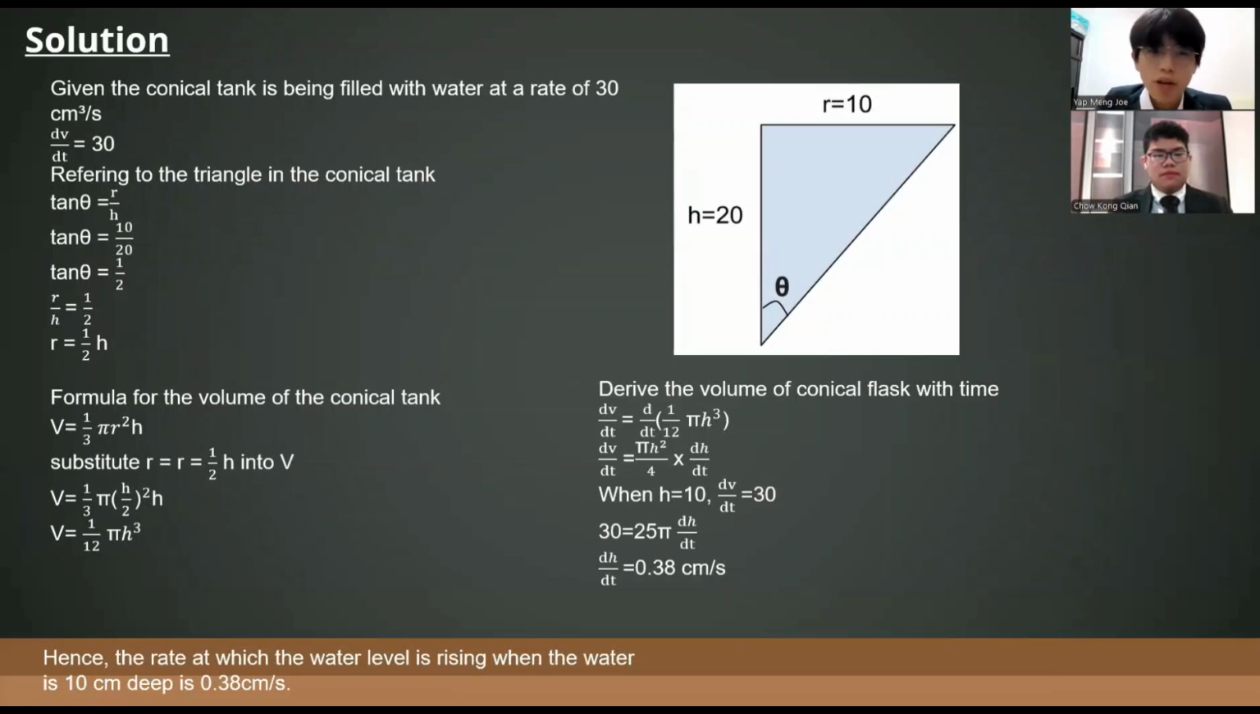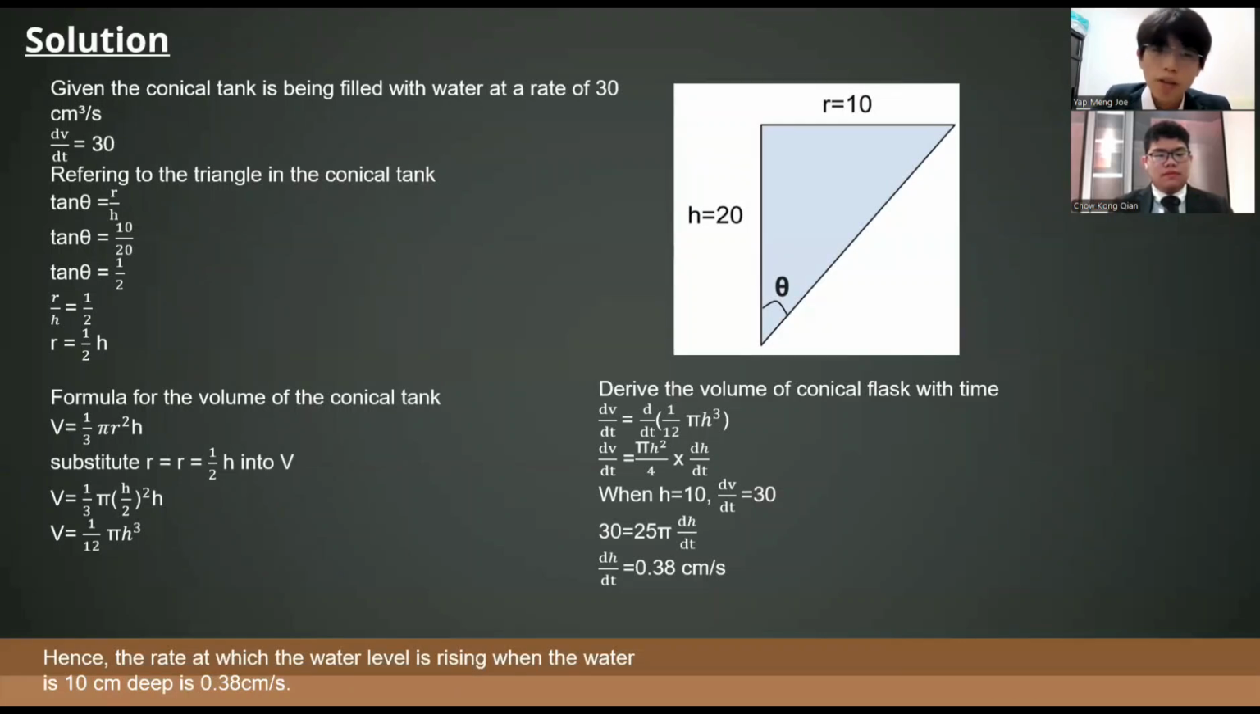By referring to the triangle in the conical tank, tan θ equals r/h, and tan θ also equals 10/20, which is 1/2. So by combining the two, we get r/h = 1/2, and lastly, we need to get r, which is equal to 1/2 h.